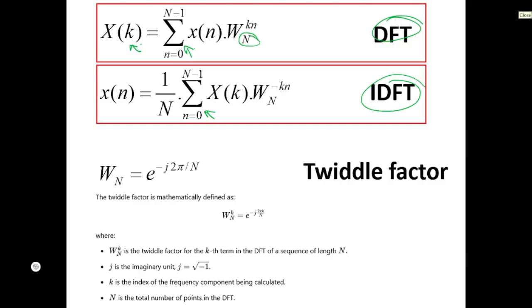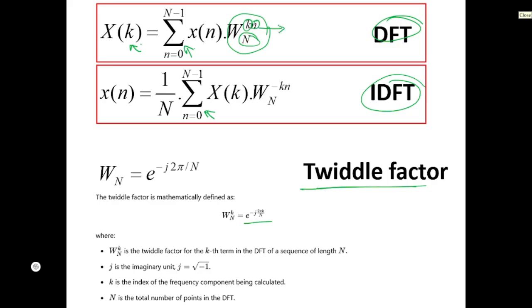Okay, so the length of the signal is capital N, and the signal components will be present from the time duration 0 to N minus 1, and this W_N^kn is regarded as the twiddle factor. It is regarded as the twiddle factor, and the twiddle factor is given by e to the power minus j 2 pi k n over capital N. Okay. Now, what are these k and n?